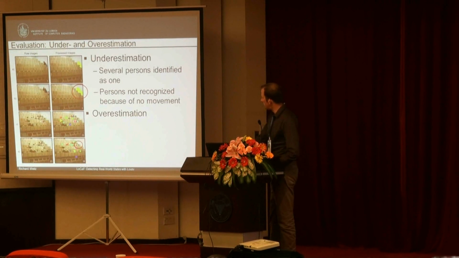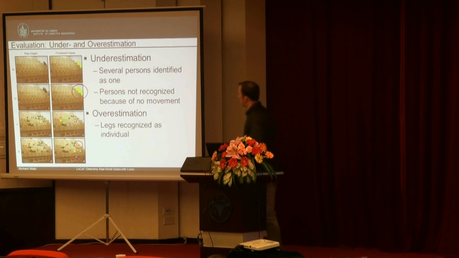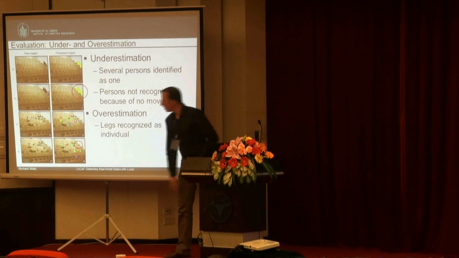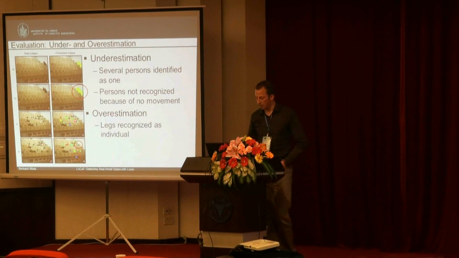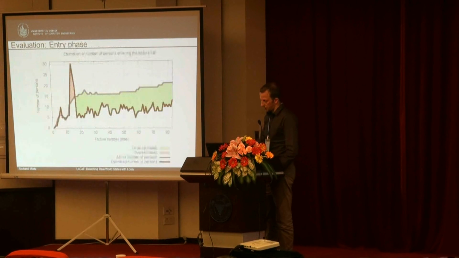But we will also have some overestimation. For example, here we have some legs which are recognized as an individual because there's some table between them, so it's not recognized as one person but as 2. And that explains the overestimation and underestimation error in the next slide.